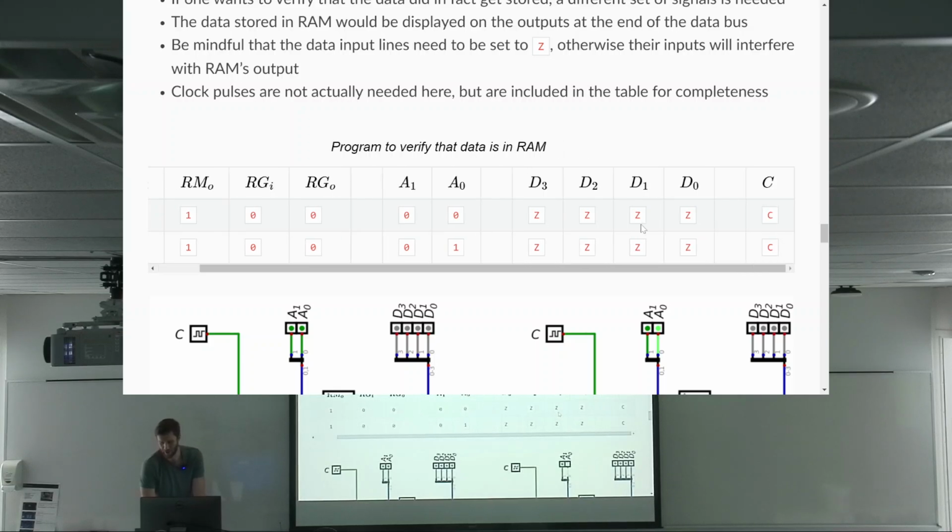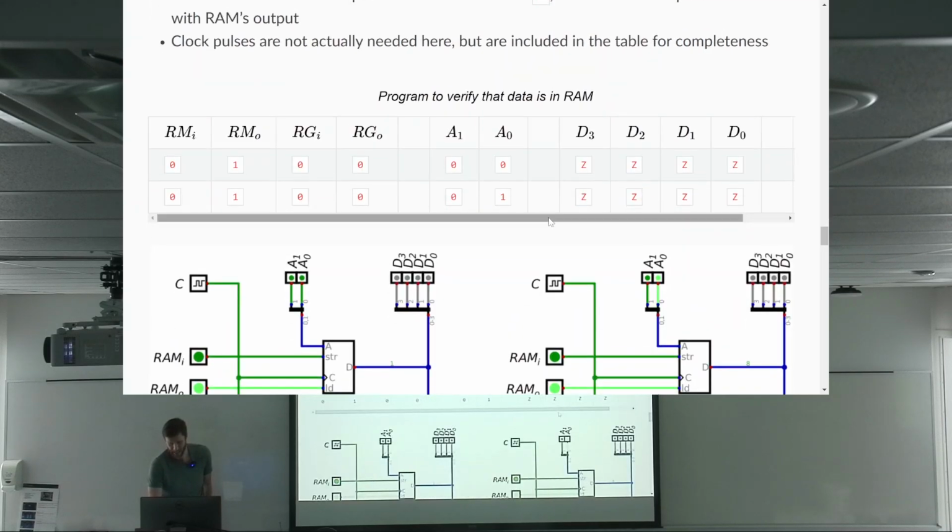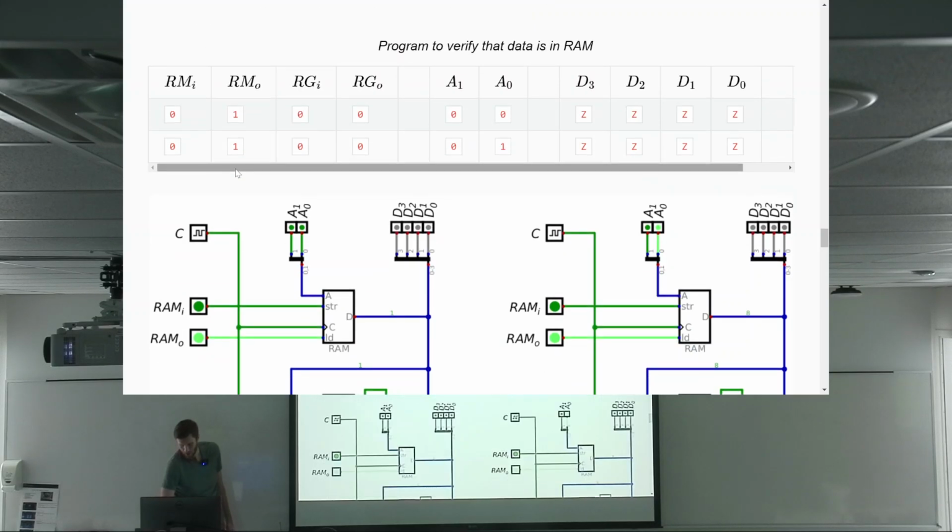And so here I've included the clock pulse, but in general, each row corresponds to a clock pulse. Although technically here on this line, RAM out, there is no clock pulse needed, right? Because as soon as RAM out is there, the data's out. You don't need to wait for clock pulse.